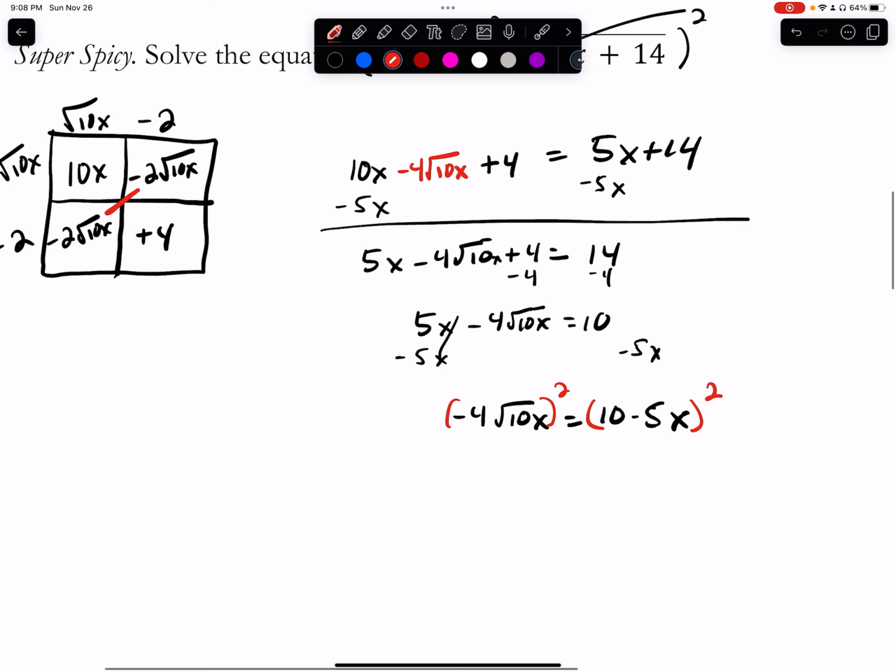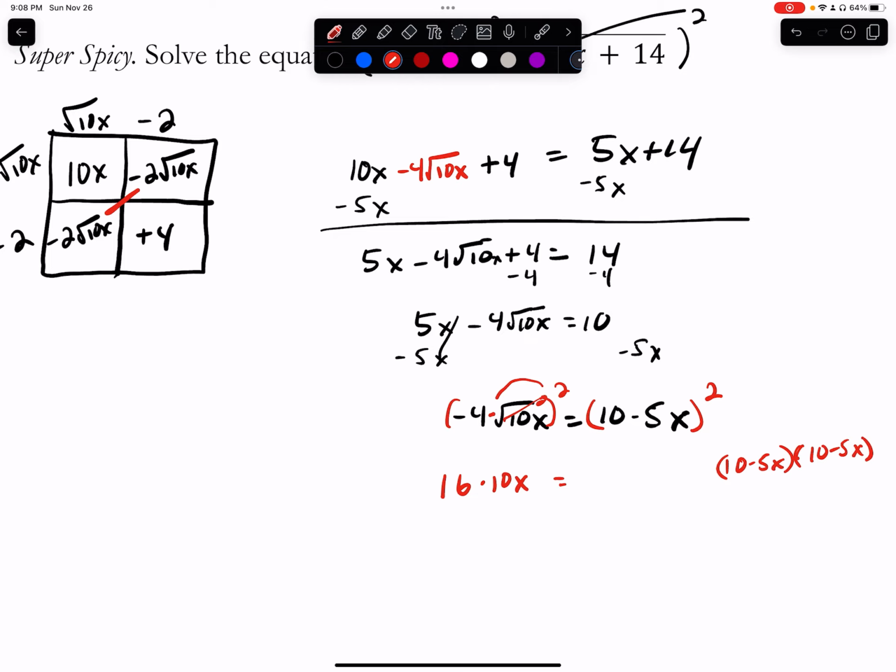Right, now, be very careful here, because since we are multiplying here, this turns into a 16. And then this gets squared, and it's times 10x. So that's a little strange there, right? That's a little strange. The 10x remains, and then the negative 4 gets squared to 16. And now on the right-hand side, again, we have 10 minus 5x times 10 minus 5x.